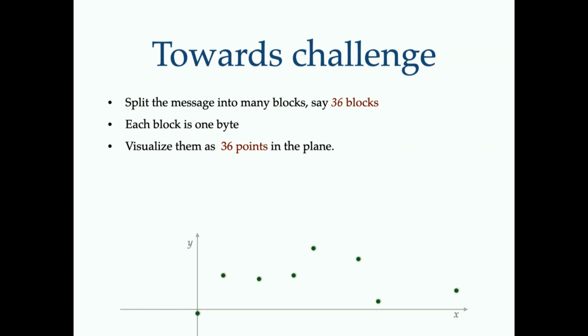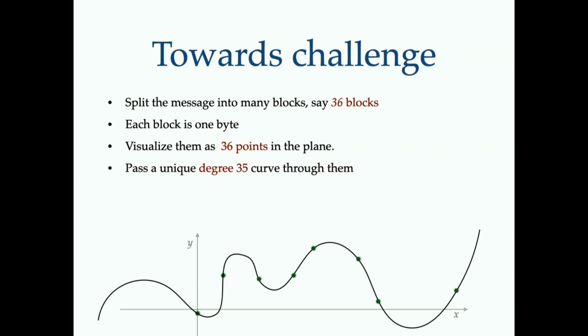What can I pass through 36 points? A curve of degree 35, right? So that's what I'll do. I'll pass a unique degree 35 curve. So let's say it's this curve. Then what will I do? I'll take some other points on this curve. So I'll take 64 other points. Why am I taking 64? Because I want to go to a total of 100. So if you remember the challenge, from 36, I wanted to go to 100.